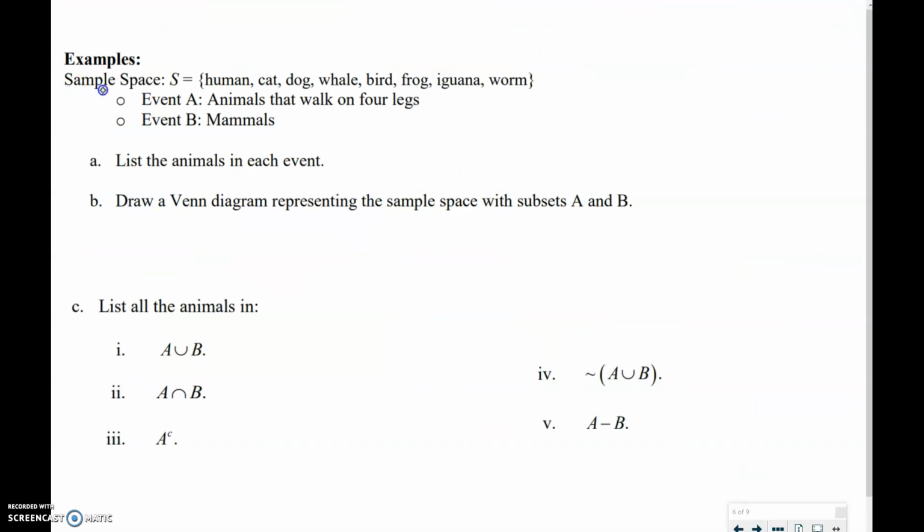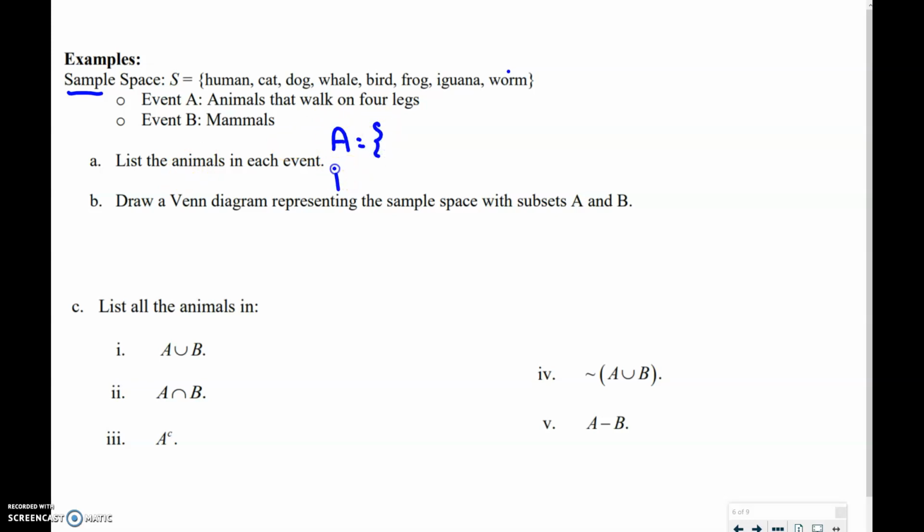Example. We have this sample space. In that sample space we have 8 things. A human, a cat, a dog, a whale, a bird, a frog, an iguana, and a worm. And event A is going to be identified as animals that walk on 4 legs. Event B is mammals. We're going to list the things that are in each event.